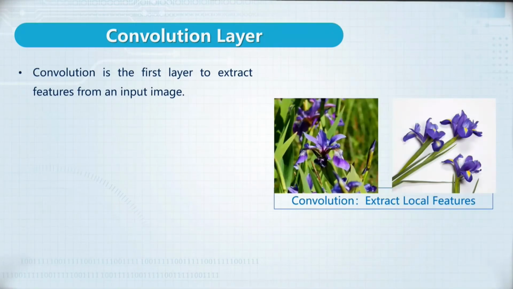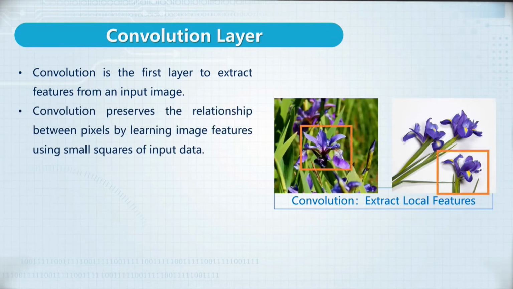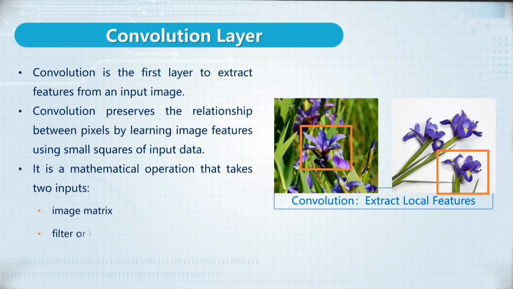Convolution is the first layer to extract features from an input image. It preserves the relationship between pixels by learning image features using small squares of input data. It is a mathematical operation that takes two inputs, such as an image matrix and a filter or kernel. Convolution has the nice property of being translational invariant.